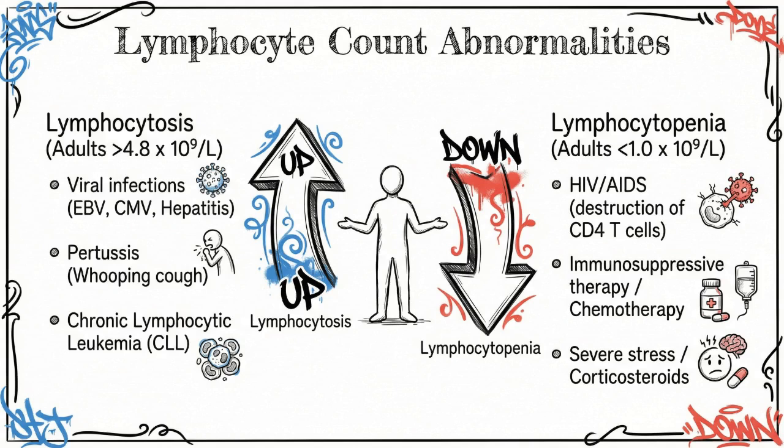Persistent lymphocytosis in an older adult with small, mature-appearing lymphocytes should raise concern for chronic lymphocytic leukemia. Lymphocytopenia, below 1.0 in adults, is associated with HIV/AIDS, immunosuppressive therapy, and chemotherapy. Severe lymphocytopenia is a significant immunocompromised state. Let's quickly cover the other leukocyte count abnormalities.